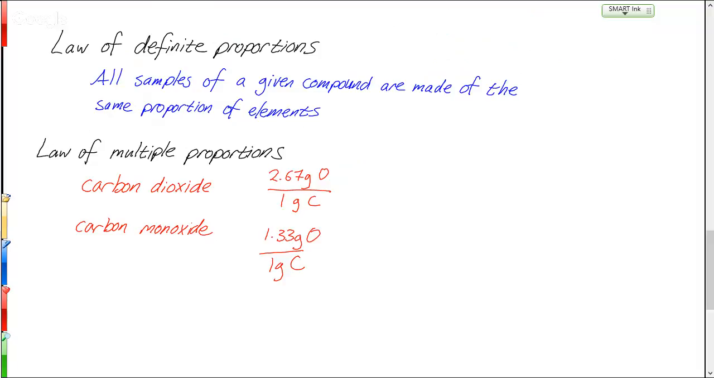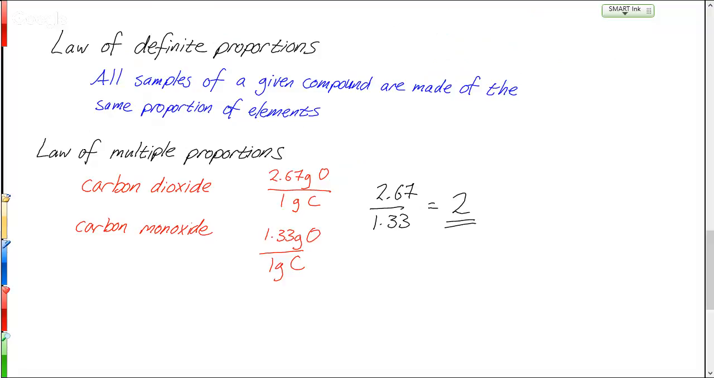And this always happened, again, because of the law of definite proportions. You always got the same amount of oxygen per carbon. So they knew these were different compounds, and that one had more oxygen per carbon and one had less oxygen per carbon. But the weirdest thing, and the thing that really led to the atomic theory, is if you divide those two numbers, you get this nice even integer.